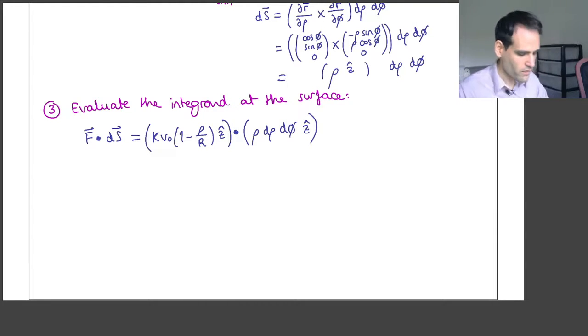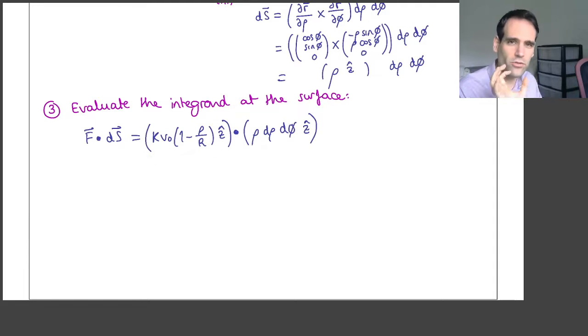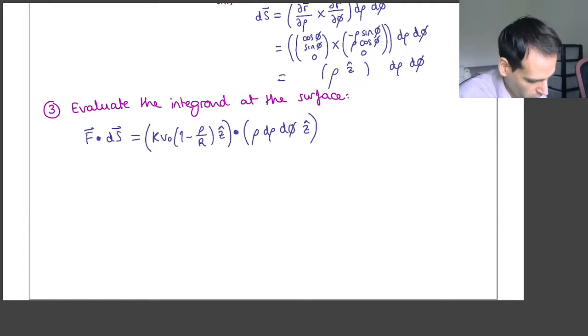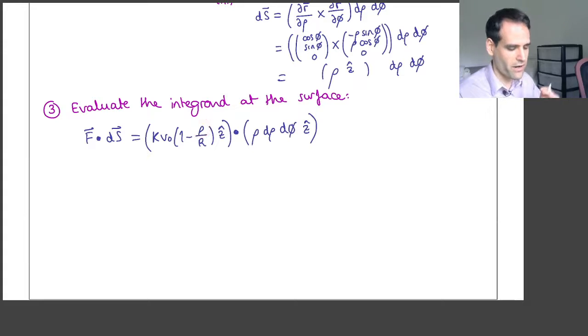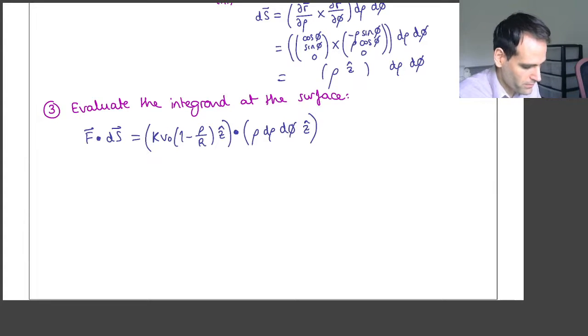Okay, so now we have, remember, you have to do two things. Make sure that any x, y, z that appears in f, you substitute by rho and phi, so you can only use the parameters, or constants. So k is a constant, v0 is a constant, r is a constant. The only thing we have is rho, which is one of the parameters, so we are fine. We don't have to substitute anything. Everything is already substituted. But secondly, you have to remember to do the dot product.